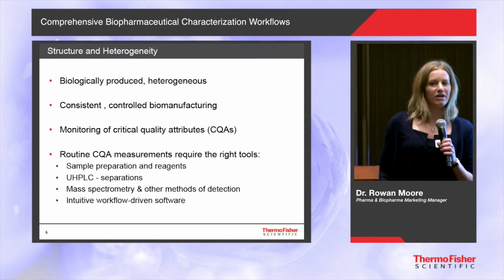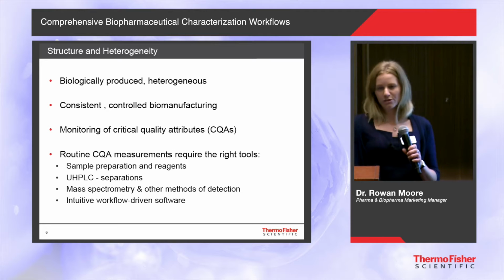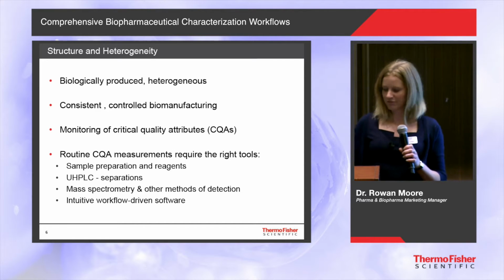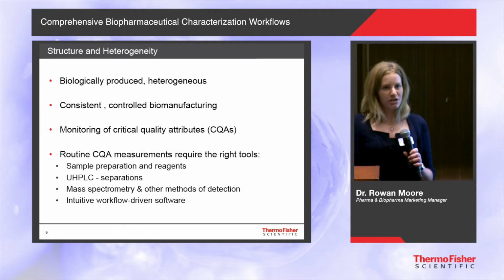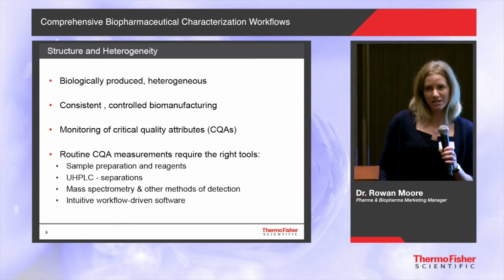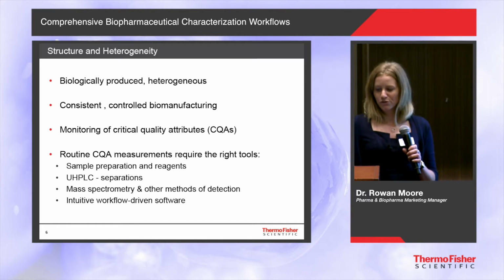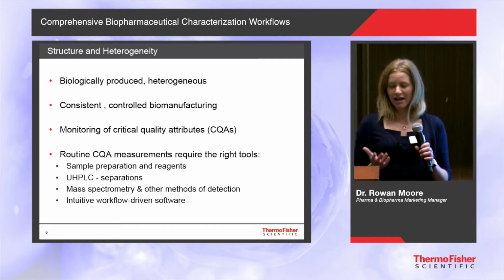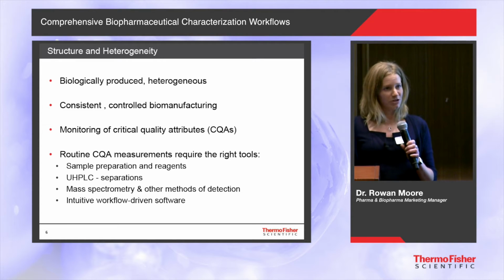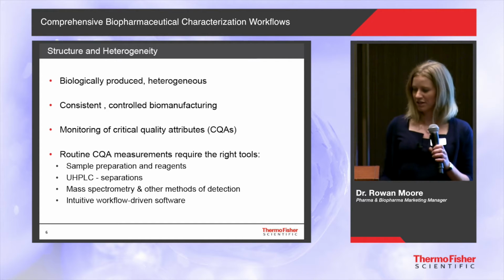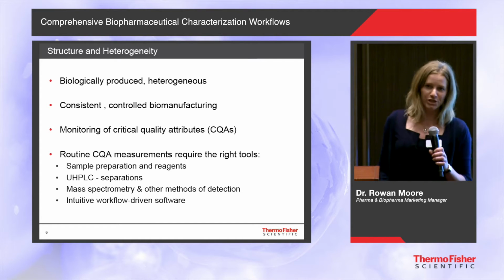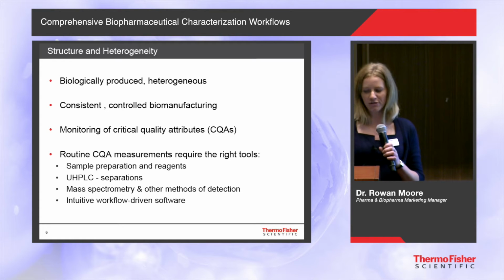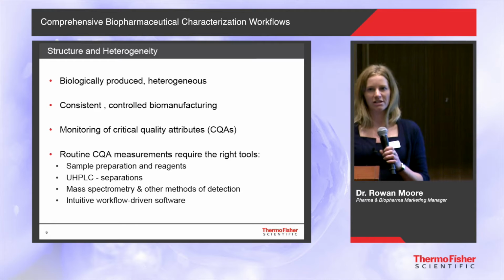Very early on in the development of any biotherapeutic, a number of critical quality attributes, or CQAs, are defined, and it's these that we need to build our analytical techniques around. So in order to routinely measure the critical quality attributes which dictate the safety and efficacy of the drug, we need tools such as standardized sample preparation tools, relevant reagents, highly efficient and high resolution chromatographic separation, high resolution mass spectrometry and other sensitive and linear methods of detection, and last but not least, we need intuitive workflow driven software to allow us to delve into that data and really find out the answers we need to speed up the drug production process.